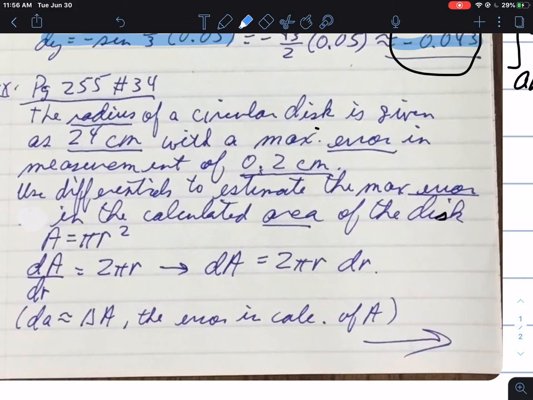We know what the measurement of our disc has to be. We know the radius has to be 24 centimeters. We're given what we call a tolerance level, a margin of error. There's a tolerance level of 0.2 centimeters. So as long as I'm within 0.2 centimeters of the actual measurement, then I have a disc that's usable in the construction of the item.